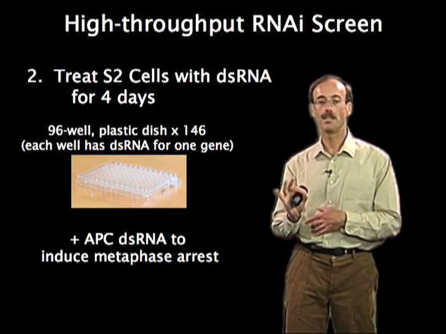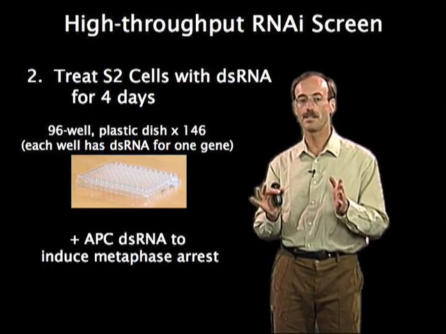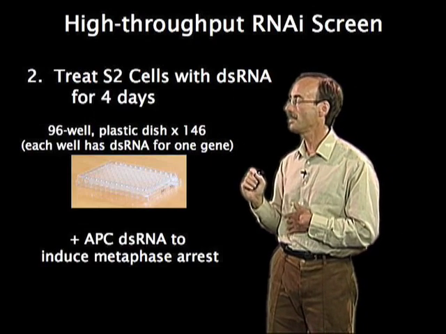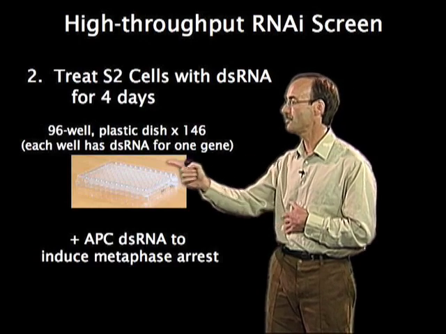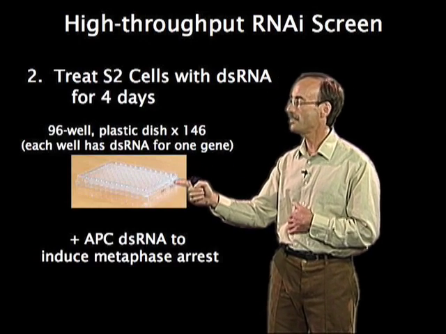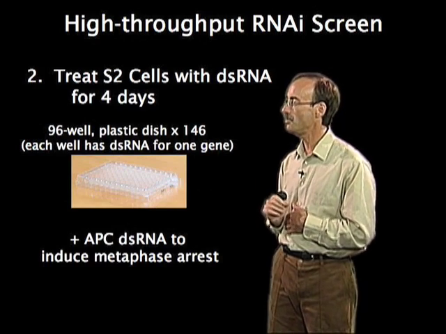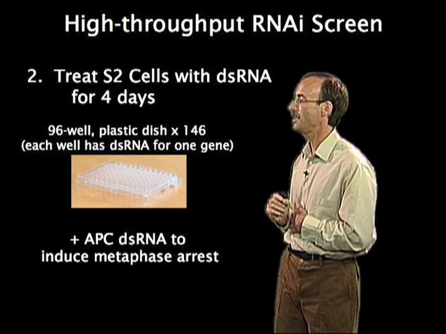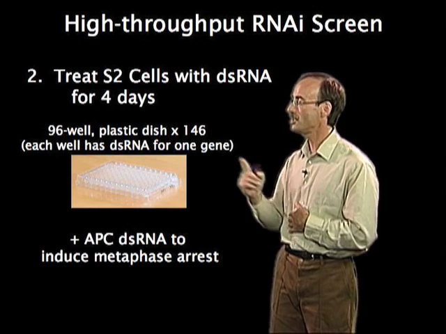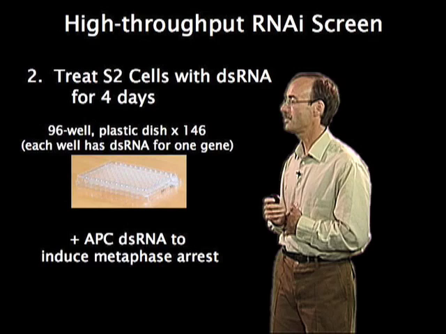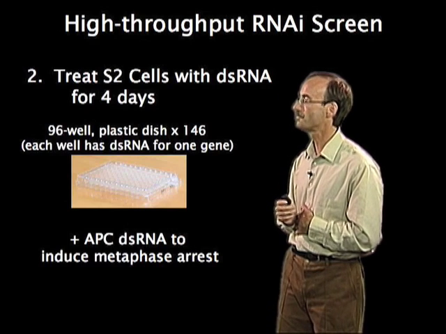And then what we did is we treated these Drosophila cells with double-stranded RNA corresponding to each gene. So we arrayed these S2 cells in 96 well plates, each with a unique double-stranded RNA. And then to cover the whole genome, one had to use nearly 150 such 96 well plates.